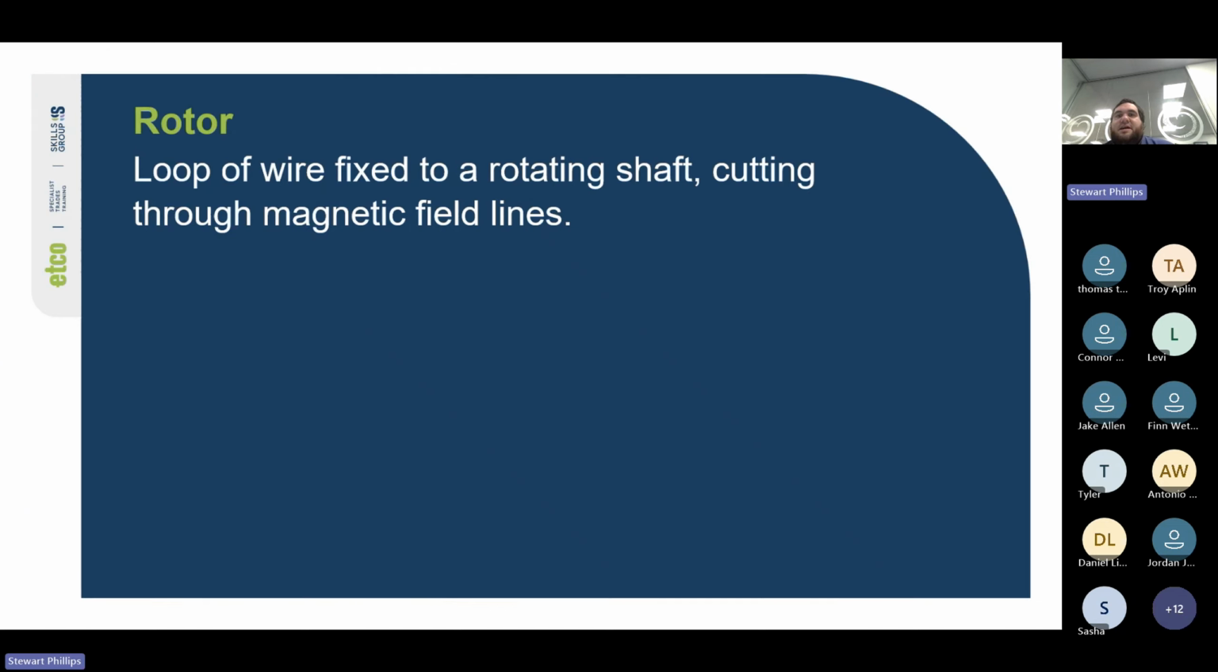So instead of a commutator, sorry, in an AC, instead of the armature, we have the rotor. So in DC, we have the armature. In AC, we have the rotor.